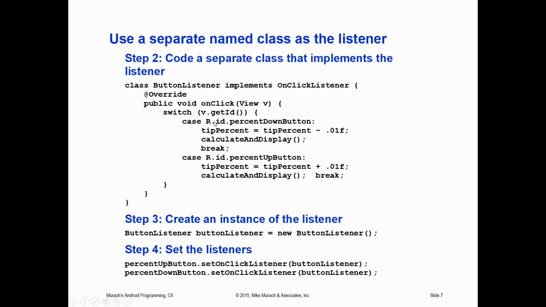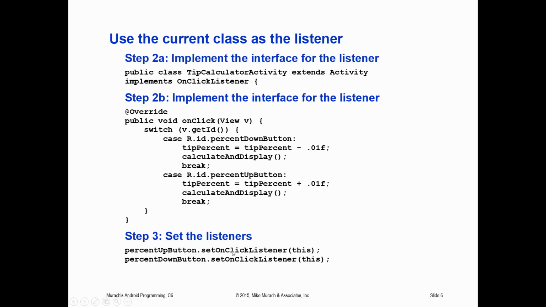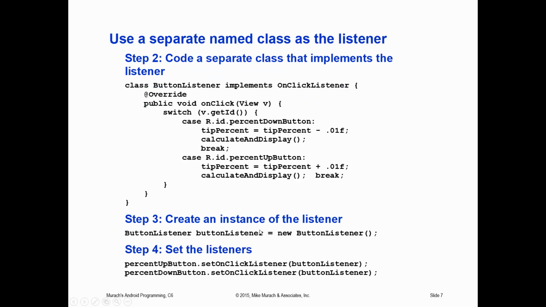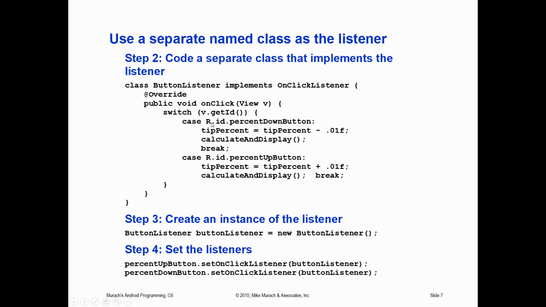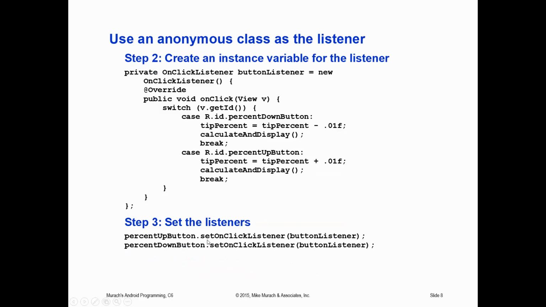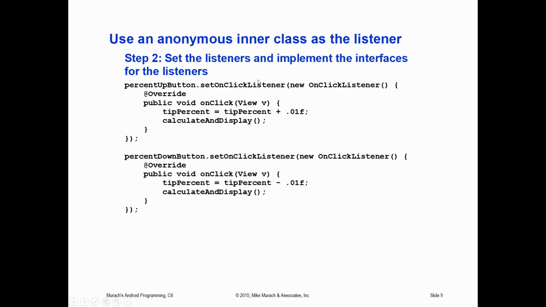Now in here, when we set the listeners, we use this, and on the next two, here we have to set the listeners. Here, since it's a new class, we have to create an instance of the listener, and then we use that class name inside of here. We also use the class name inside of here, but we've created it up here.